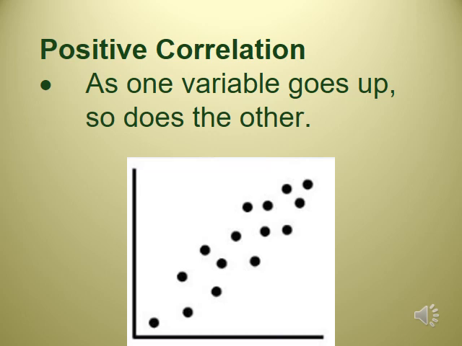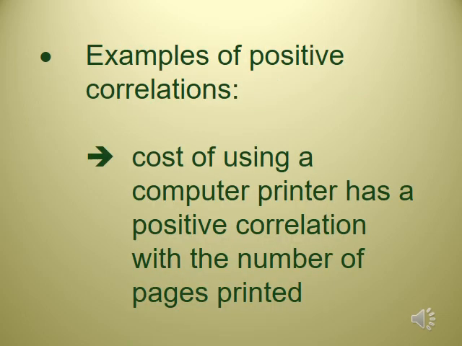They're called positive and negative correlations. In a positive correlation, when one thing goes up, so does the other one. You have a scatter plot that would look something like what you're looking at here, where you can see an upward trend as you go from one place to another. One example of a positive correlation would be the cost of using a computer printer and how many pages you print. The more pages you print out, the more it's going to cost to use that printer.